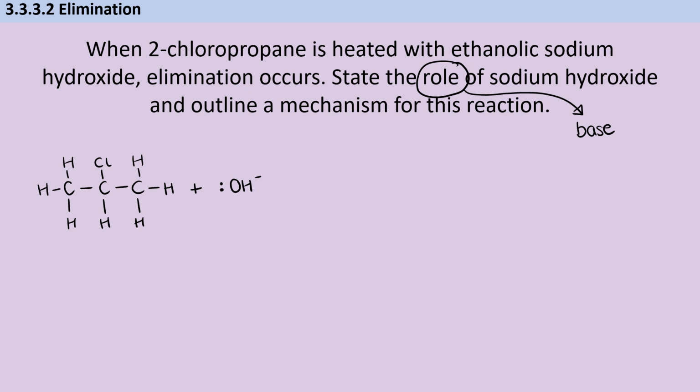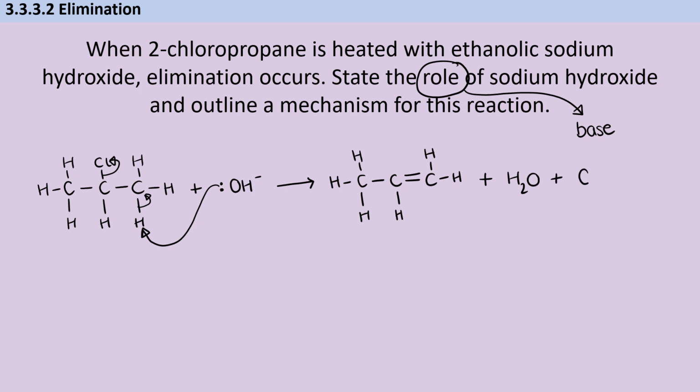And from there, we're going to have a curly arrow that goes from that lone pair to one of the hydrogens on a carbon adjacent to the one that is bonded to the chlorine. And then we have our electrons going into the carbon and out to the chlorine, and that's going to give us our product, which is going to be propene, and then also our water and our chloride ion leaving group.